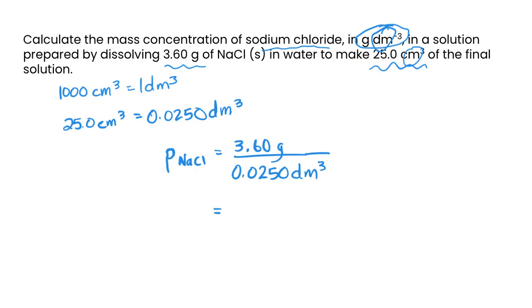If we do the math for this and note that both have 3 significant digits, our final answer is 144 grams per decimeter cubed, or we can also write that as grams dm to the negative 3. So there are two ways that we can represent that final concentration. That is mass concentration, pretty easy. That's it for this video. We'll see you in the next one.